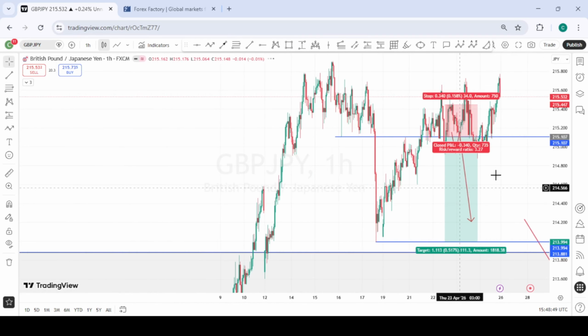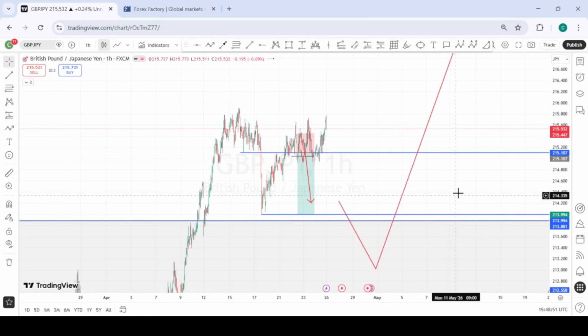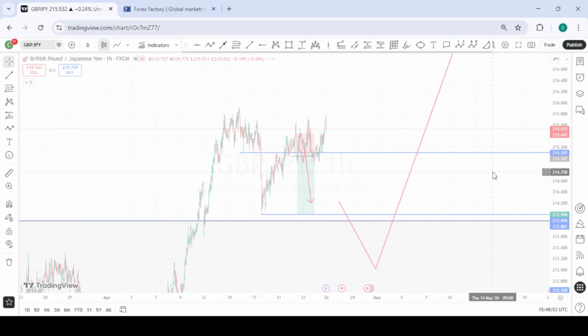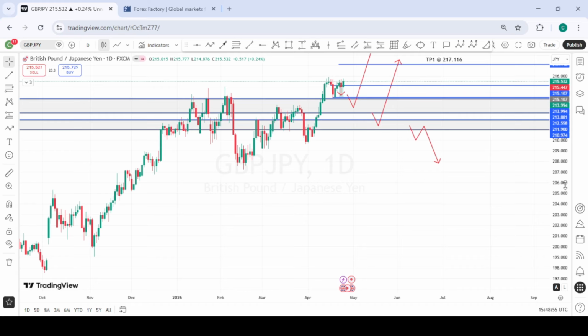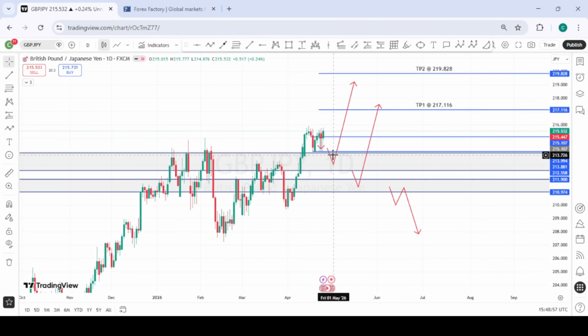So we are still looking forward to see if price will be able to pull back into the areas of interest we have below, where we are looking forward to take our buys from. We are looking forward to these possible pullbacks to take our buys from there.